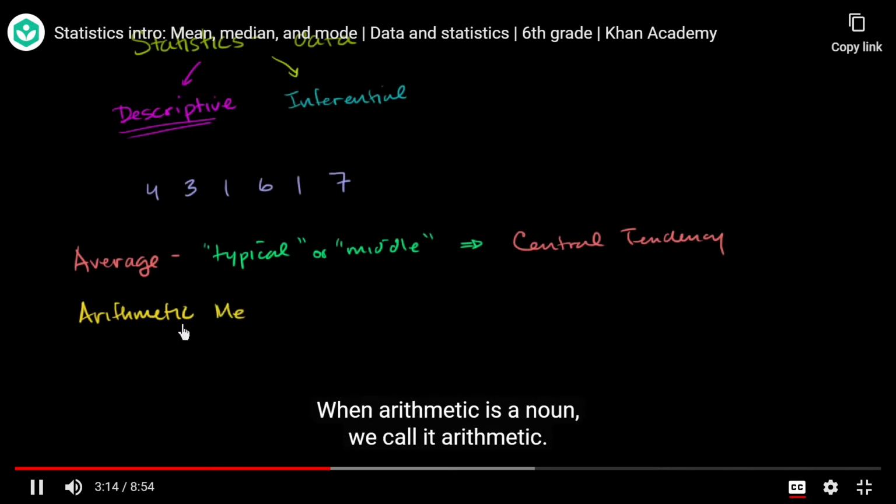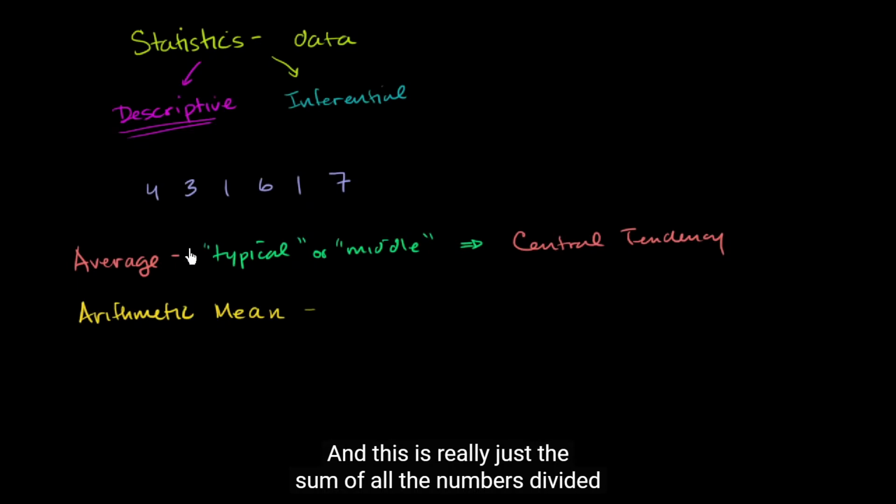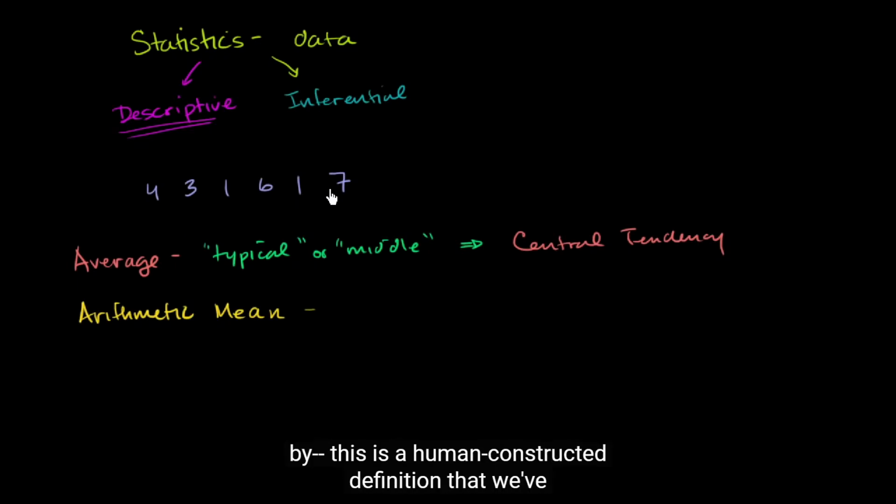Arithmetic mean. When arithmetic is a noun, we call it arithmetic. When it's an adjective like this, we call it arithmetic mean. And this is really just the sum of all the numbers divided by, this is a human constructed definition that we've found useful, the sum of all these numbers divided by the number of numbers we have. So given that, what is the arithmetic mean of this data set?